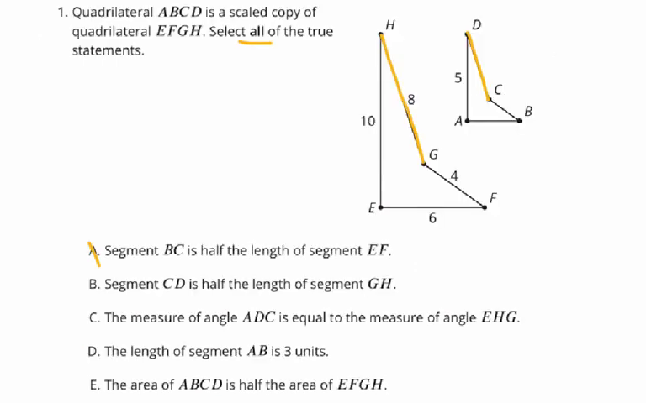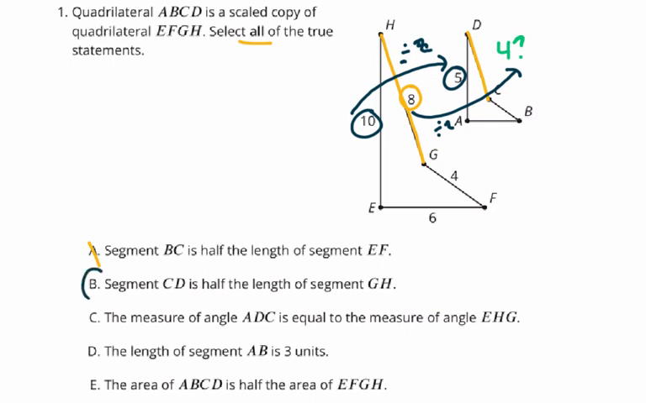B says segment CD is half the length of segment GH. Well, I know that GH is 8, but I don't know what CD is. But I know that half of it would mean that it should be 4. To be able to check this, I might need to use some other corresponding lengths to check, are they half? So the only other lengths that I see that both shapes have is this length right here, 10 and 5. And I see that 10 is half of 5. I can divide 10 by 2, and I get 5. So I want to see is 8 divided by 2 would also give us 4. So B is a correct answer.